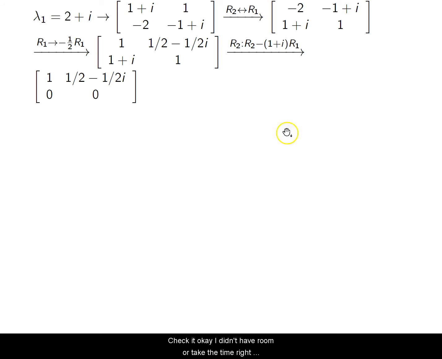check it. Okay, I didn't have room or take the time to write this, but you definitely have the result here. Just do it really quickly, just to make sure you are familiar with your arithmetic for complex numbers. Okay, remember when you multiply i times i, you get i squared. i squared is -1. So that's going to change the signs in a couple of places, but it's really just like multiplying two binomials together, right? So go ahead and maybe pause this video and just double check that value for yourself to make sure you're okay with the arithmetic of the complex number system.